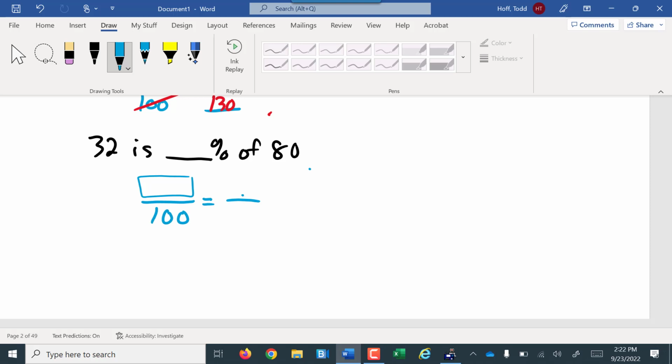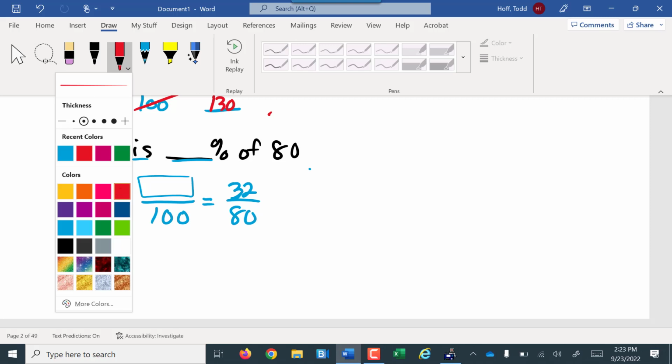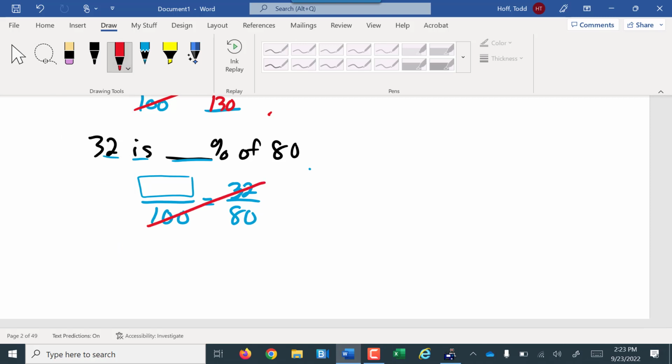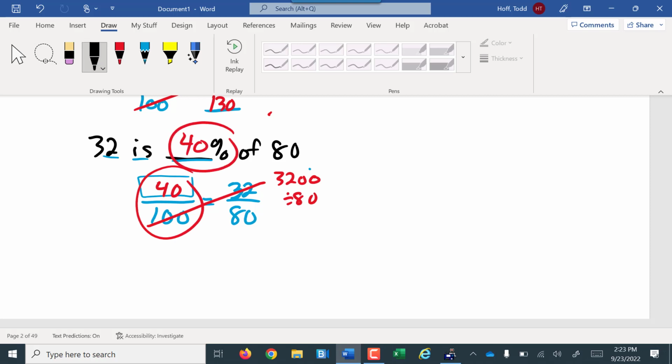Which one's going to go on top? 32. Yes, it says 32 is blank percent. That implies the 32 goes with the missing percent. Then, of course, on bottom will be 80. Cross multiplying, what gets multiplied? 100 times 32 is 3,200, and then divide by 80 is 40. So that's 40 out of 100, or 40%. So you can see again, it's the missing number in a different spot of our proportion, but the calculation is still the same. Cross, multiply, and divide.